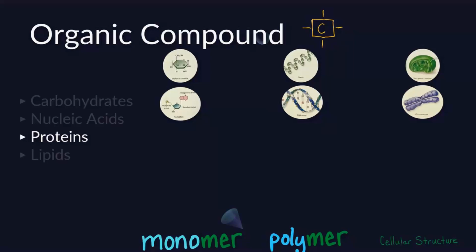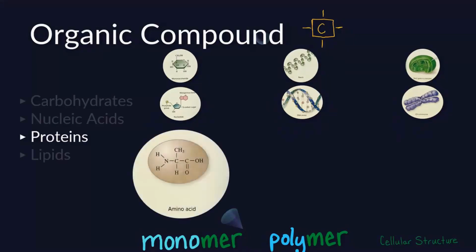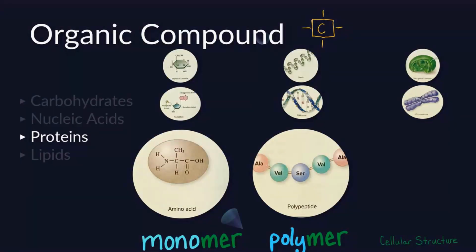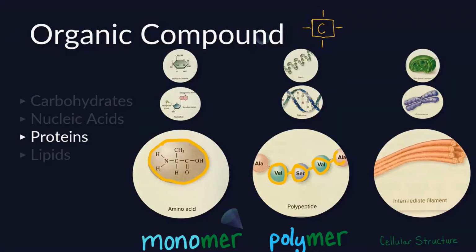And now to touch on proteins, a protein monomer is what we call an amino acid. And a protein polymer is called a polypeptide, which, if you haven't noticed the pattern yet, is when you have many amino acid monomers bound together to form that polypeptide. And then many polypeptides can come together to form many different kinds of cellular structures within cells. One example is how they contribute to intermediate filaments. But as you'll learn throughout the semester, proteins are incredibly diverse. So this is just one of many examples.